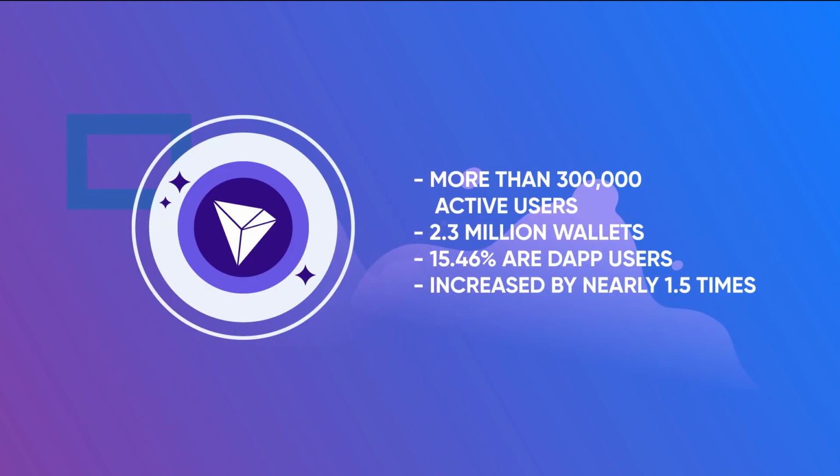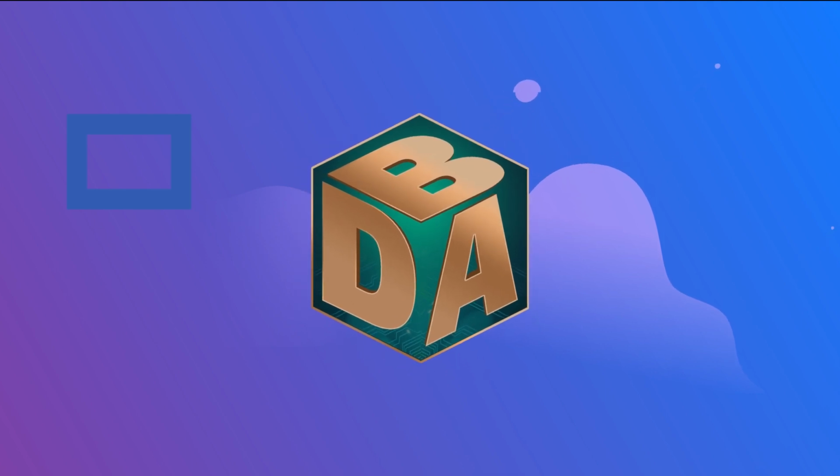Tron DApps had more than 300,000 active users, followed by EOS DApps with around 260,000 active users. By the end of 2019, the number of wallets created on Tron mainnet has exceeded 2.3 million wallets. 15.46% were DApp users, raised nearly 1.5-fold since the beginning of 2019. Moreover, more than 80% of the Tron DApp users have made at least one transaction in DApps over the last 3 months. Catching that trend, DABanking team will focus on building an ecosystem on DApp, exploiting the entertainment market effectively, and provide the best service to the community.